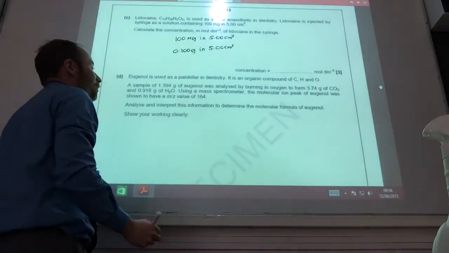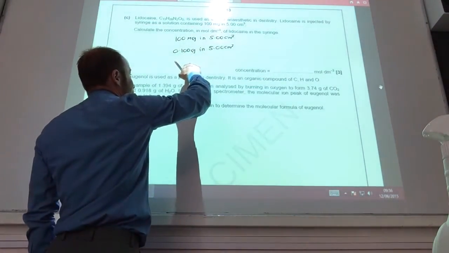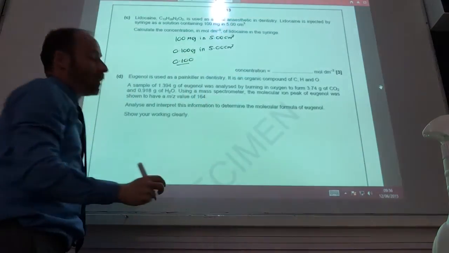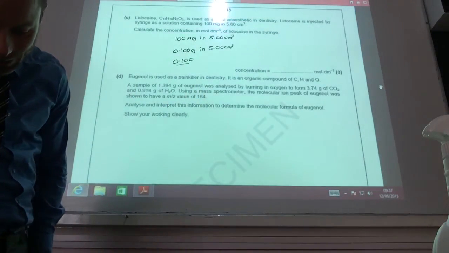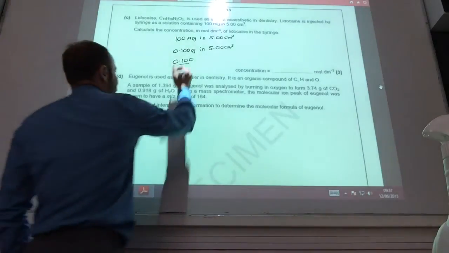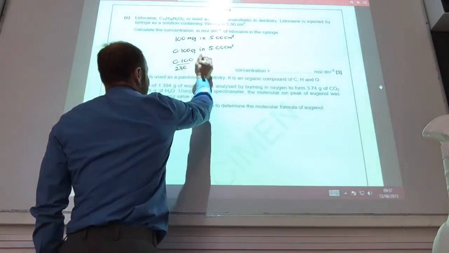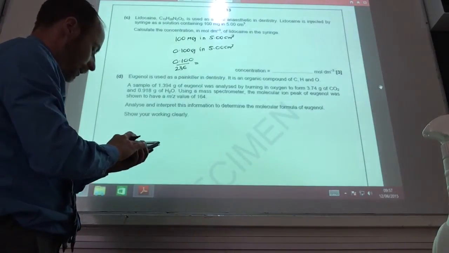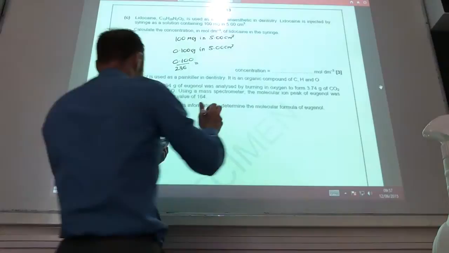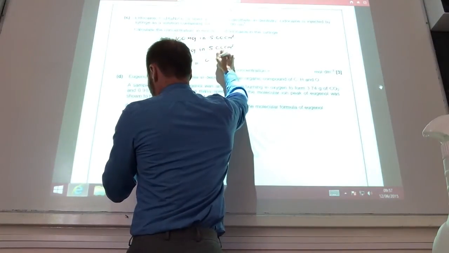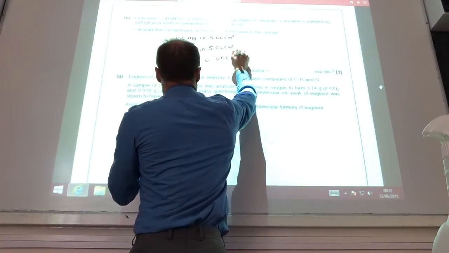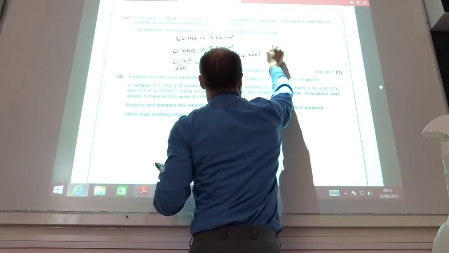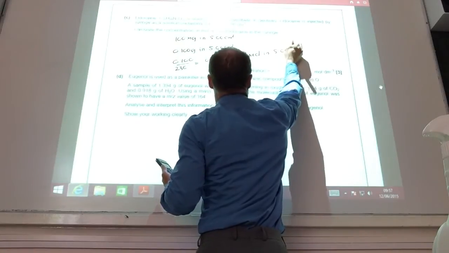Then I convert that into moles. So I've got a mass, I need moles, I divide by the molar mass. So it's going to be 0.1 divided by that molar mass. If you calculate it, it comes to 236. That equals 0.1 divided by 236 is 0.0000424 moles, but that is still in 5 centimeters cubed.